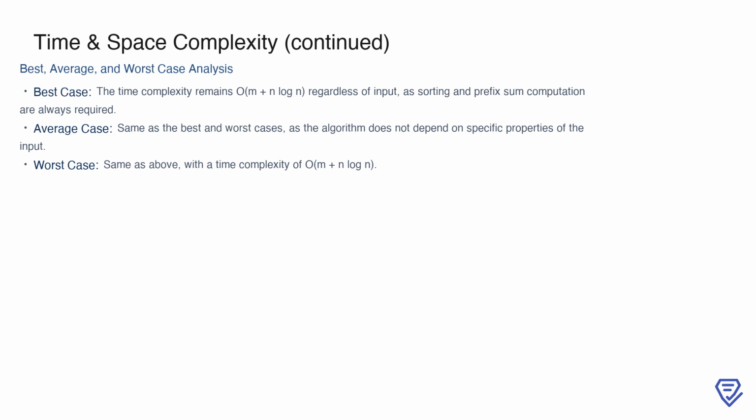When we analyze the best, average, and worst cases for this algorithm, we observe that the time complexity remains consistent across all scenarios. Regardless of the input, the solution always requires sorting the nums and frequency arrays and calculating the prefix sum of the frequency array. These operations are necessary for every input and contribute to the dominant O(n log n) term. Thus, the time complexity does not vary based on the properties of the input, making the best, average, and worst cases all equal to O(m plus n log n). This consistency ensures predictable performance for the algorithm across different types of inputs.